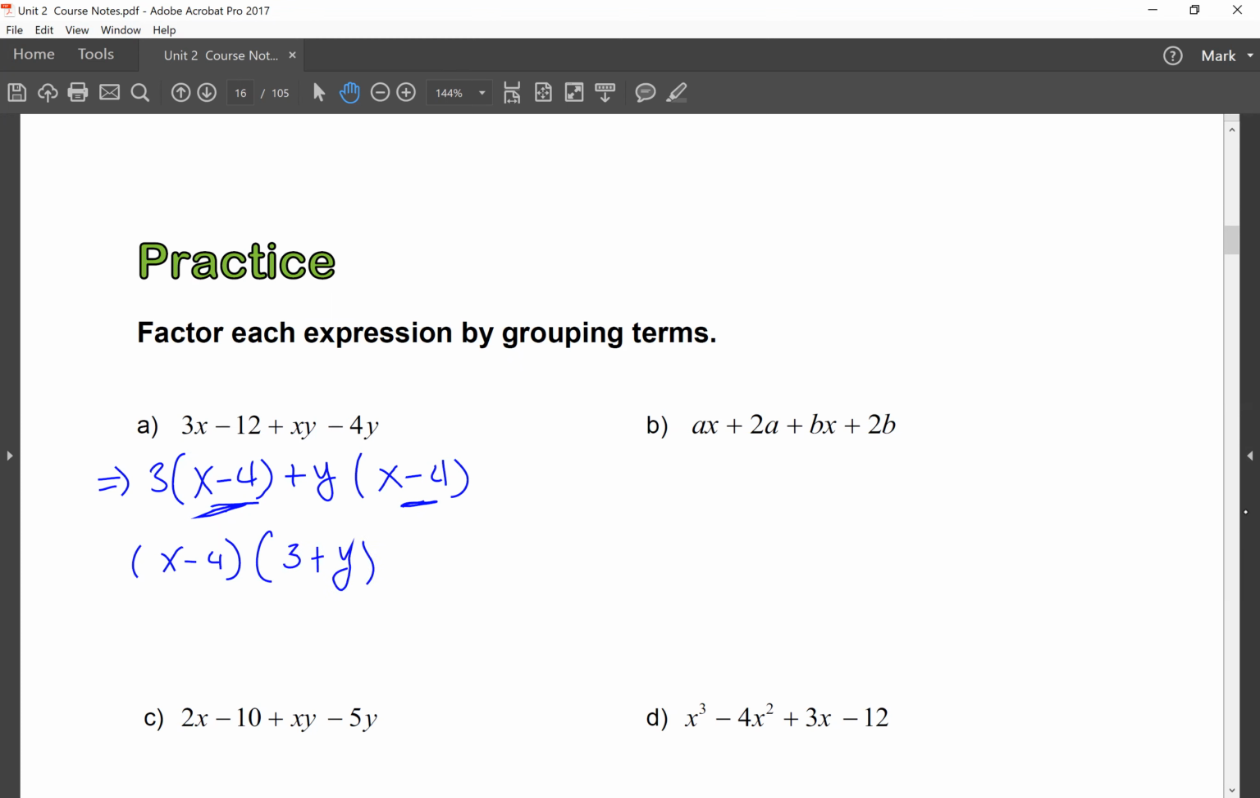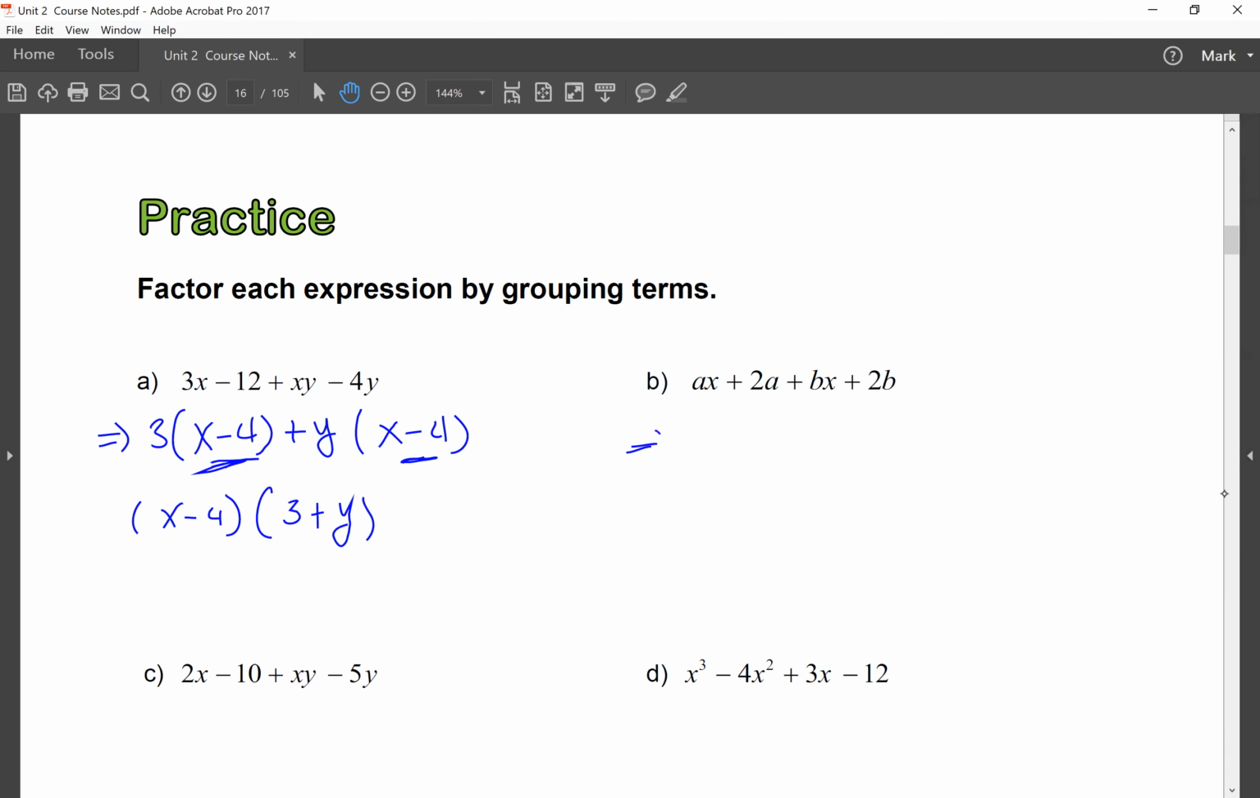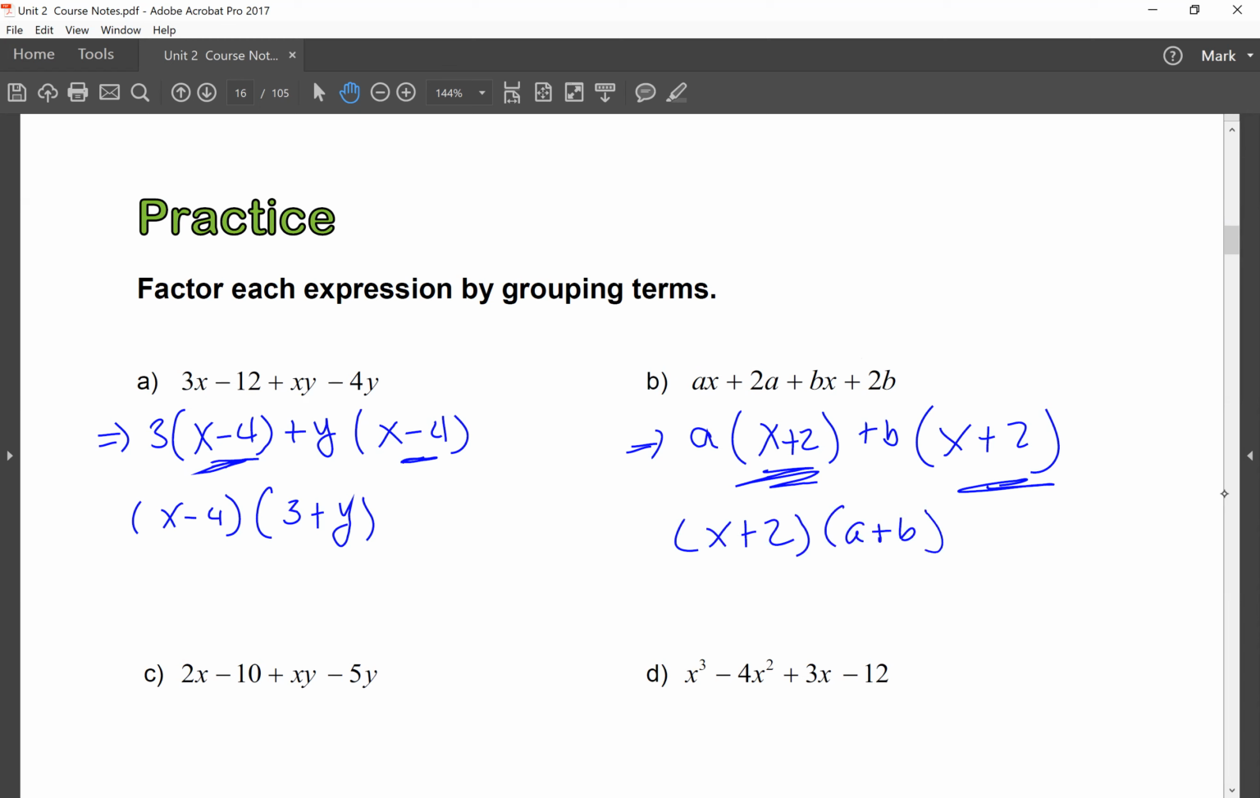All right, let me show you one more. So let me do b. For B, I can remove an a, and this would leave me with x plus 2. So I'm just working with this on the left here. Then in the second one, I can remove a b, and this would leave me with x plus 2. And that's not a coincidence. So my answer would be x plus 2, and then a plus b.